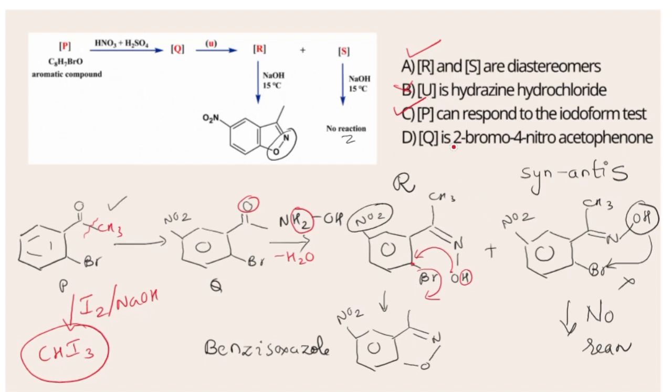Now, is Q 2-bromo-4-nitroacetophenone? Let's check for Q. It is with respect to the ketone. Look at this position. It will be 2-bromo-5-nitro, not 4-nitro. It is 2-bromo-5-nitroacetophenone. So this is also not correct. So among the given options, A and C are correct.